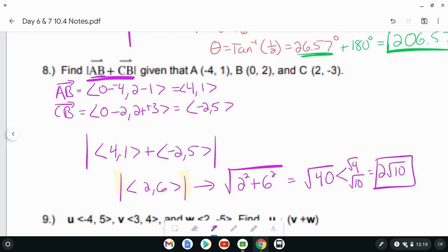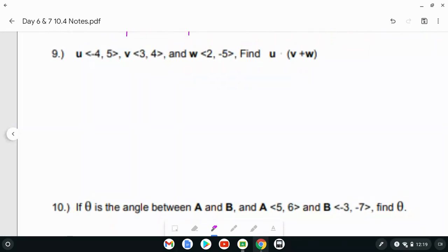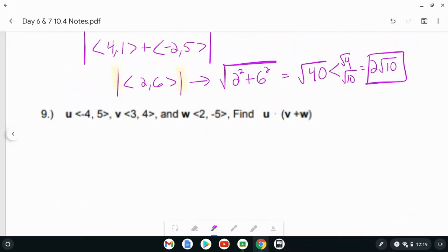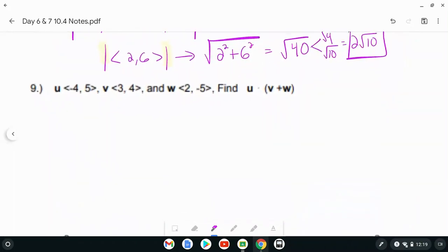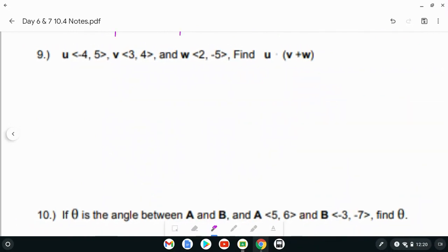And if we did it geometrically like we did yesterday, where it's head to tail, you would get the same thing. The last problem we're going to take a look at, two more problems. Number 9, we're going to go through, again, a little bit of algebraic process.